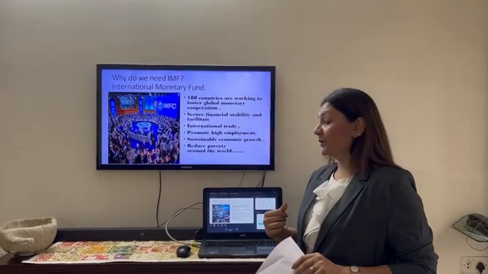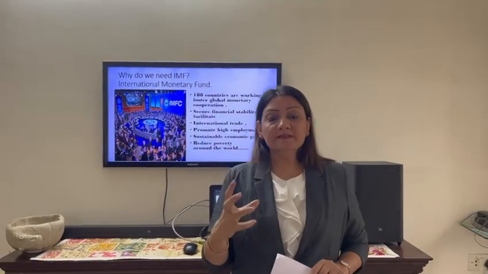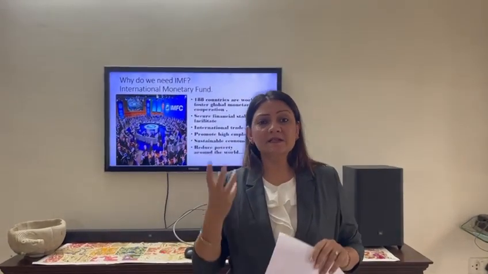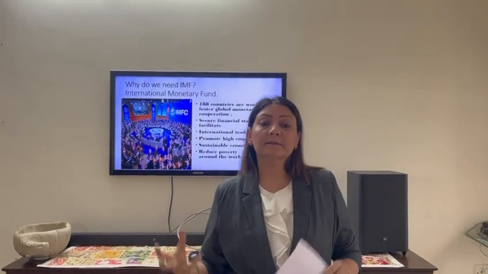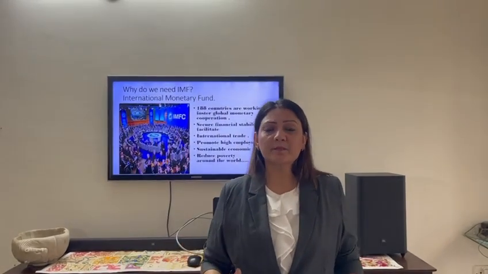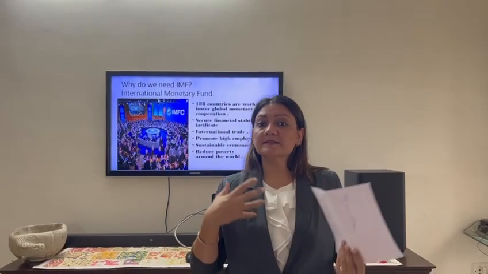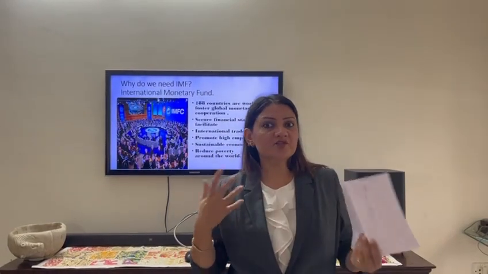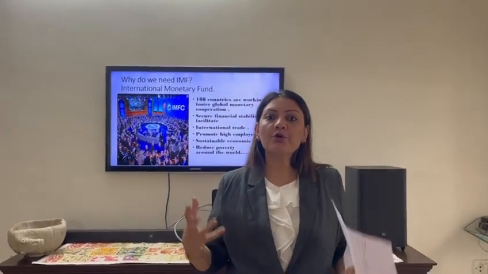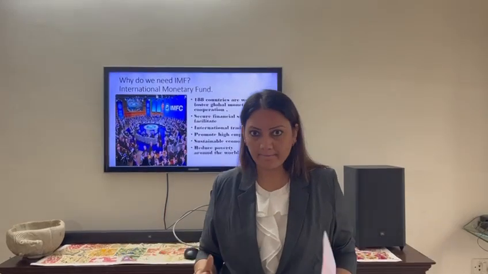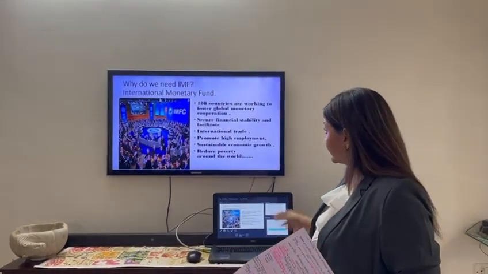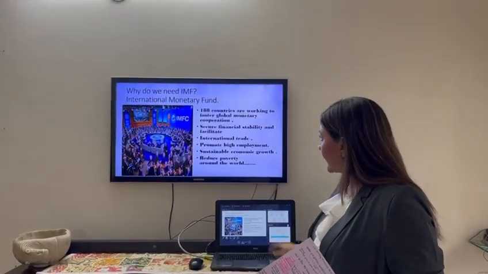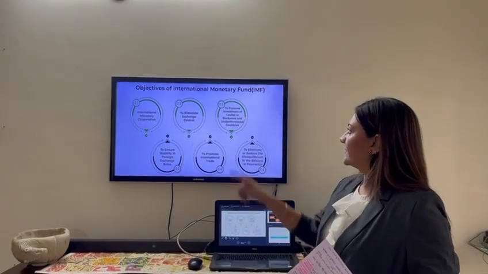Reduce poverty around the world. It helps the LICs, that is the low income countries, by giving financial support, economic assistance, and policy assistance. They train the government to grow with other countries at par. These were the needs of IMF. Moving on to the objectives of IMF.